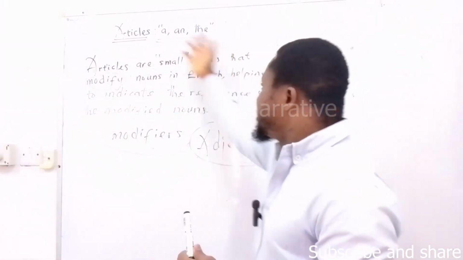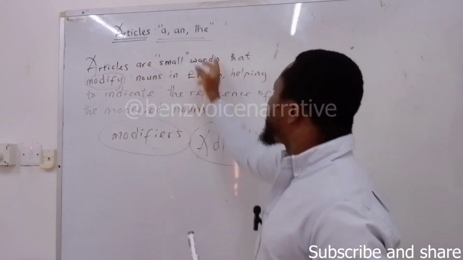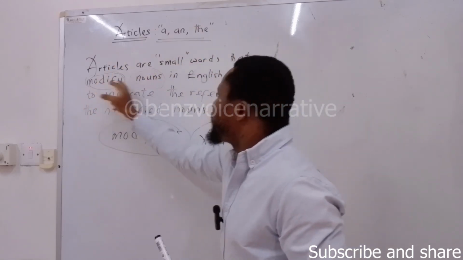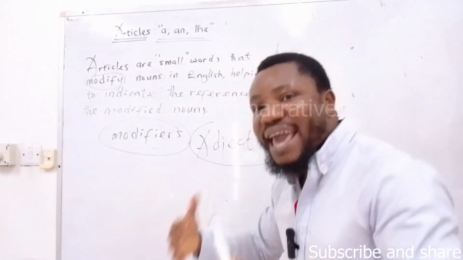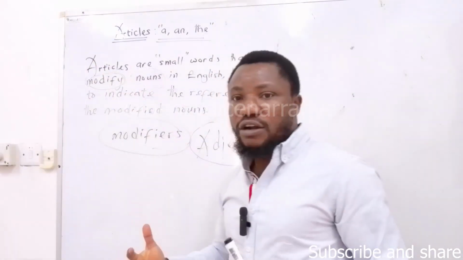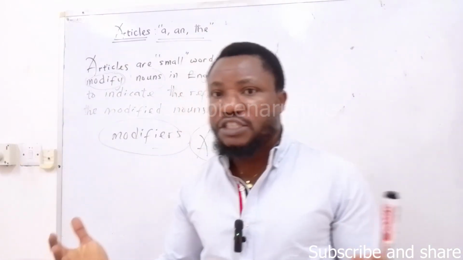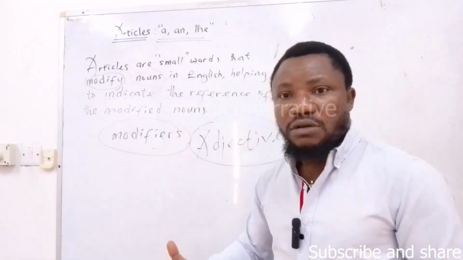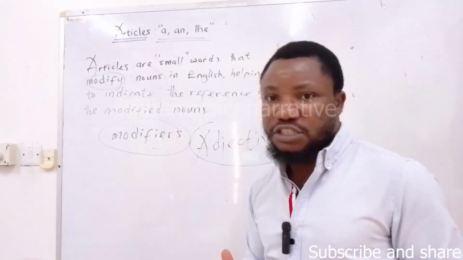So we can rephrase this definition to mean that articles are types of adjectives. Articles are types of adjectives that come before a noun and describe a noun and modify a noun and give more information and explain a noun. That is what articles are. They are types of adjectives. We have different types of adjectives. We have demonstrative adjectives, we have determiners, we have possessive adjectives, we have quantifiers, and the likes. Articles are a class or a subsidiary of the descriptive adjective.